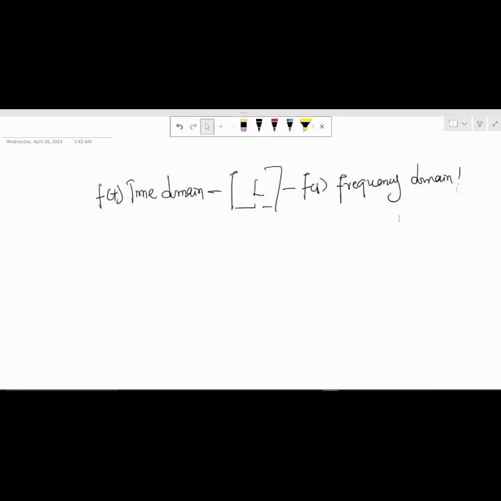Now that we've understood the basics of Laplace transform, mathematically, how does Laplace transform take a function in time domain and transform it to a function in frequency domain? So let's say we have a function f of t that is defined for all positive values.